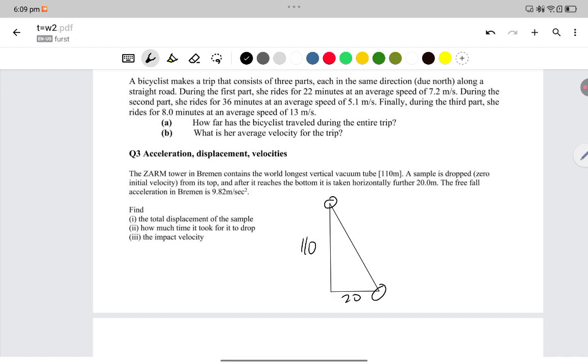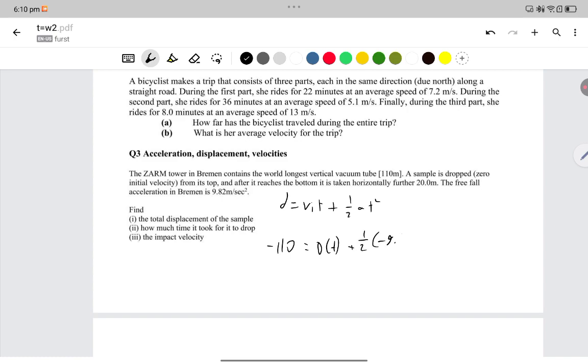How much time did it take for it to drop? Okay. So what do we know? We know gravity is 9.82, or maybe negative, whatever. And we know it's traveled 110, so we have d. The equation we'll use is the distance one: d equals v_i t plus half a t squared. We've got d. d is negative 110, because remember we've traveled 110 meters below the origin point. The initial velocity is 0 times t, so just 0, plus half a t squared. Half a, what's a? Negative 9.82 t squared, and we're looking for t.